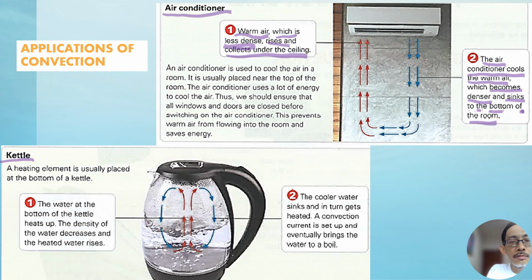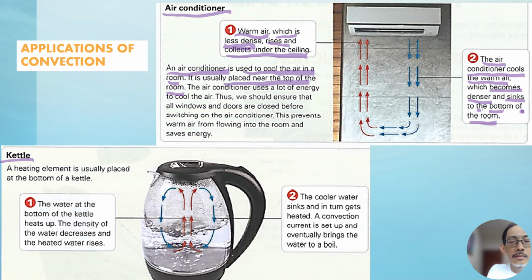So let me just run through the paragraph here. An aircon is used to cool down the air in the room, right? We all do that, especially in Singapore. All right. So where is it being placed? It's actually placed at the top of the room. Most of us are very familiar with this.